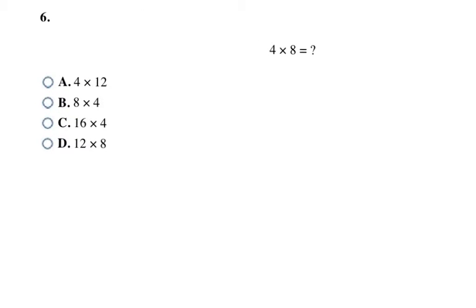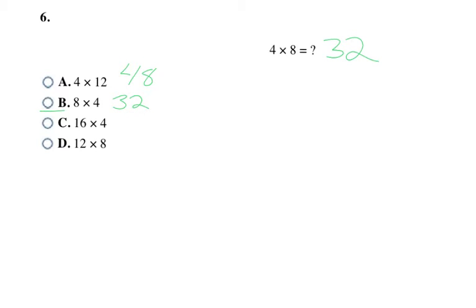So this question here says 4 times 8 equals what? And if we look at our answers, they're not looking for the answer of 32. They're looking for which other problem would get you the same answer as 4 times 8. And so here, we know that 4 times 8 is 32, and so you're looking for another choice that will get you 32. So 4 times 12 is 48. 8 times 4 is 32. So I want to look at that one.